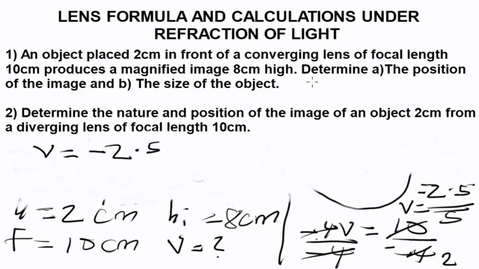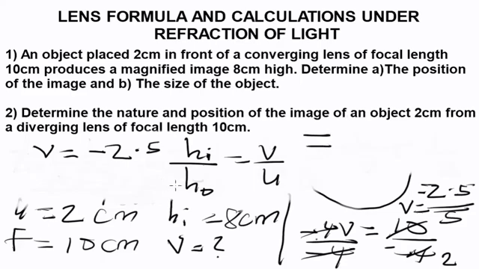Now to find the size of the object, we're going to apply this formula: hi, the image height, over ho, the object height, equals image distance over object distance. When you substitute the values, remember we have our image height to be 8 over, and we don't have the object height. The object height is what we're looking for, the size of the object, so it is unknown.